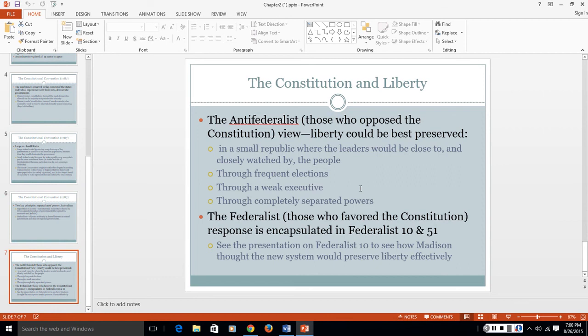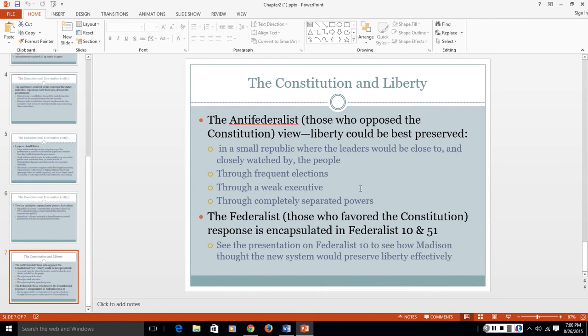Now, not everybody was in favor of this. There was a group of people called the Anti-Federalists who simply thought the Constitution had gone too far. That what they needed was something more along the lines of their Articles of Confederation. Anti-Federalists, as they were called, wanted a very small republic with leaders chosen by the people, frequent elections, a completely separated system of power, so that the federal government would remain weak and that the states would still have most of the power.